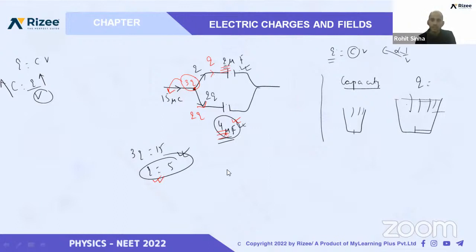Now similarly, suppose you get a question like this, 2 microfarad here and 6 microfarad here. What will you do? You will take Q charge here and 3Q here, and the total is 4Q. With the charge given, you can compare and find the respective charge. Okay, got the shortcut now?